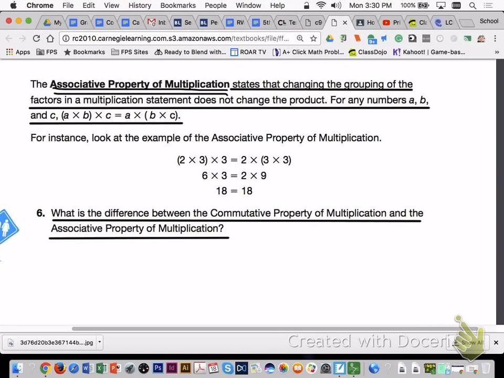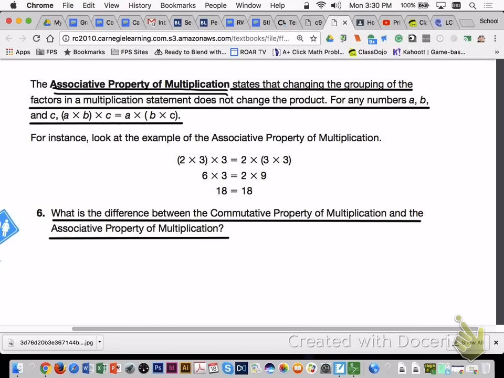Please turn to page 54. The associative property of multiplication states that changing the grouping of the factors in a multiplication statement does not change the product. For any numbers a, b, and c, the quantity of a times b times c is equal to a times the quantity of b times c.